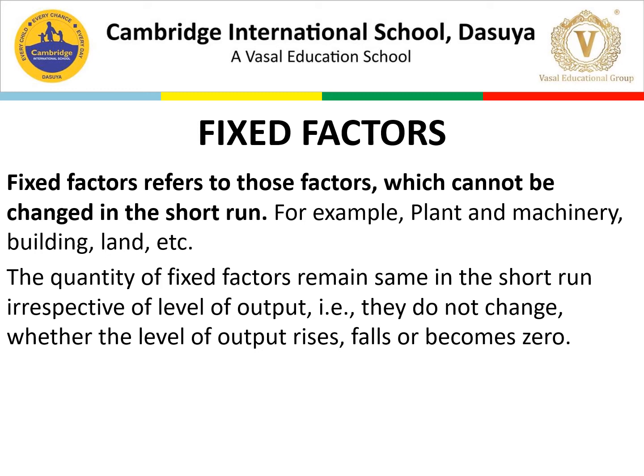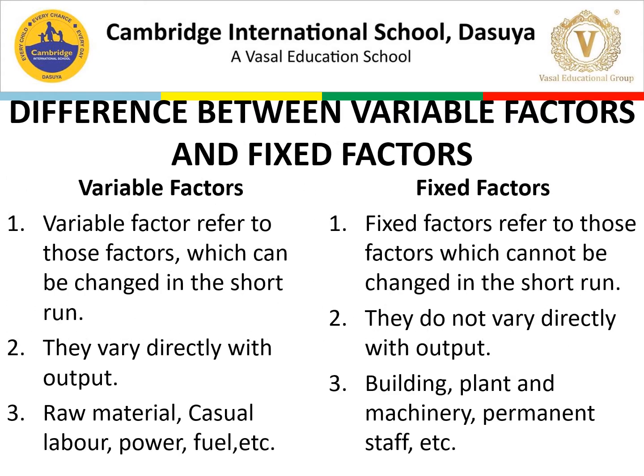Now let's move to the next topic. That difference between variable factors and fixed factors. So we have already covered this one. Let's just have a go through. So variable factor refers to those factors which can be changed in the short run. Fine. These can be changed in the short run. Fixed factors cannot be changed in the short run. Now, they vary directly with the output. They are always changing with the output. So how much output we have to produce, we are consuming variable factors accordingly.